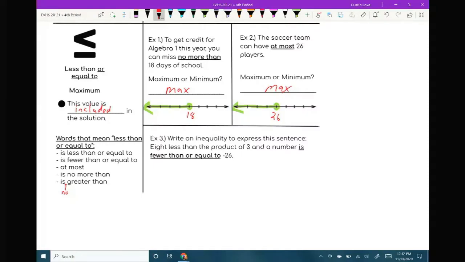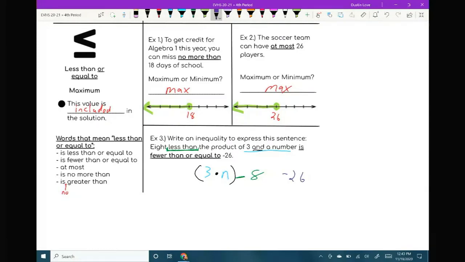Okay, example 3. Here's another one of these number sentence expressions. 8 less than. Now remember, in our number sentence expressions, this less than is one of our switch order phrases. Less than means minus, but it happens on the end. So it's minus 8. So it's 8 less than the product of. Now that product of is another one where I have to have parentheses. The word and is our multiplication. So I'm going to put my dot for multiplication. 3 and a number would be 3 times n. Is fewer than or equal to negative 26.